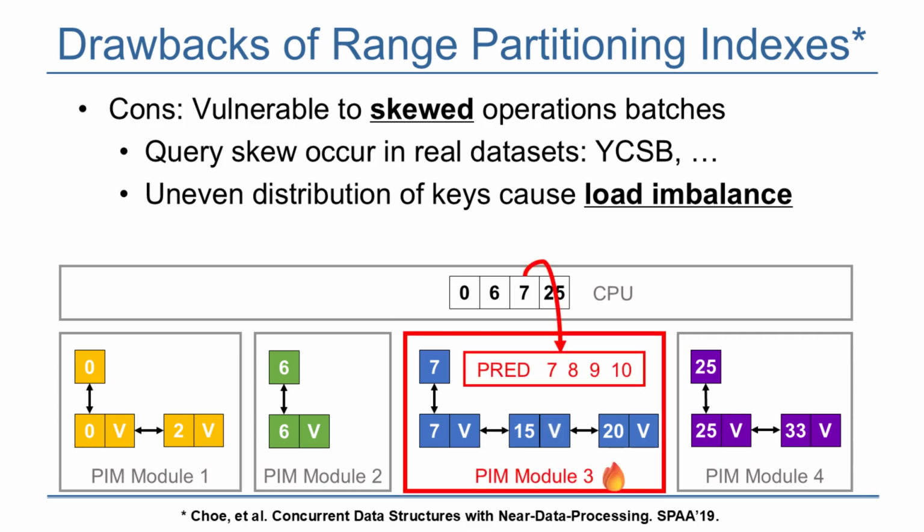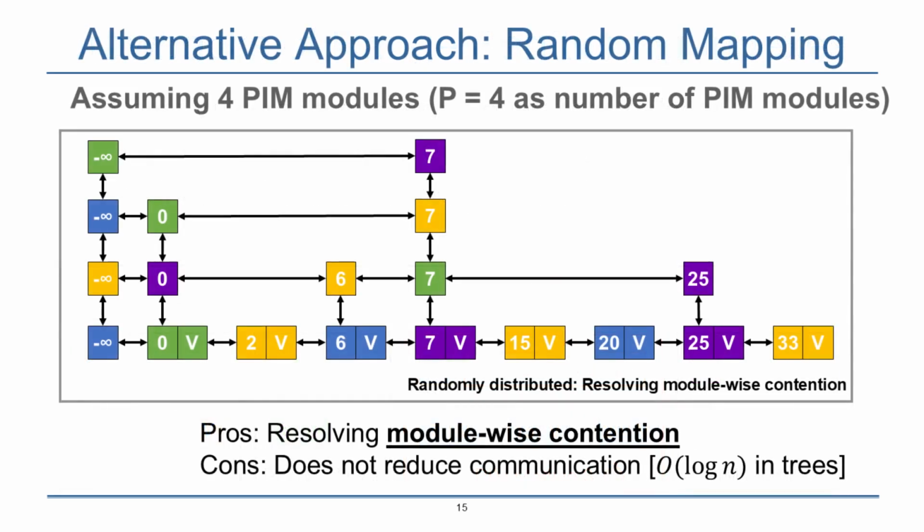Here, we want to find the predecessor for keys 7, 8, 9, and 10. In this example, the whole batch is sent to PIM module 3 for a local search, while all other PIMs are literally idle. This completely serializes the process, causing severe performance degradation. There's another straightforward design which avoids such imbalance: random mapping.